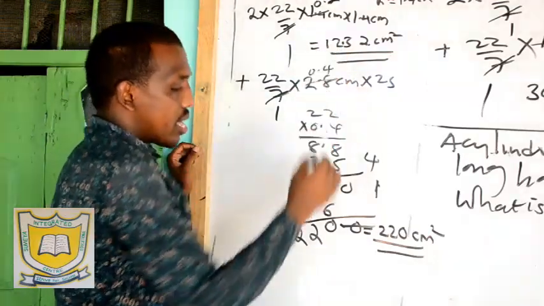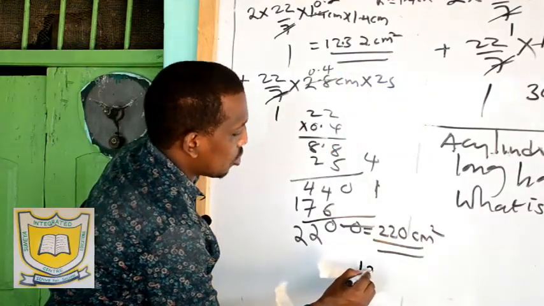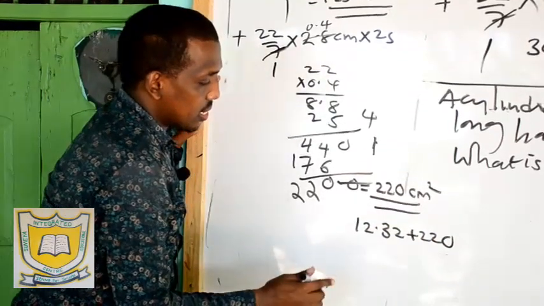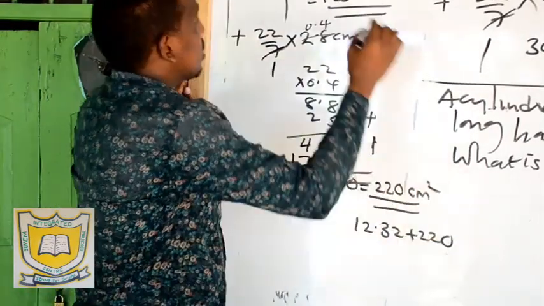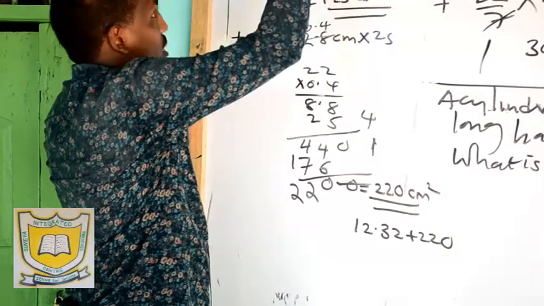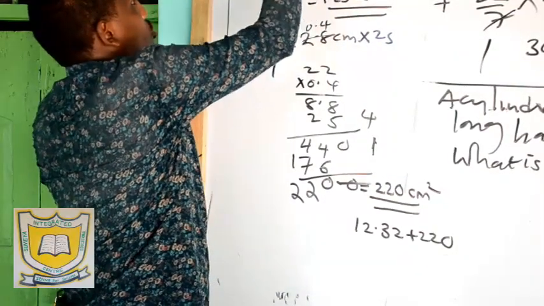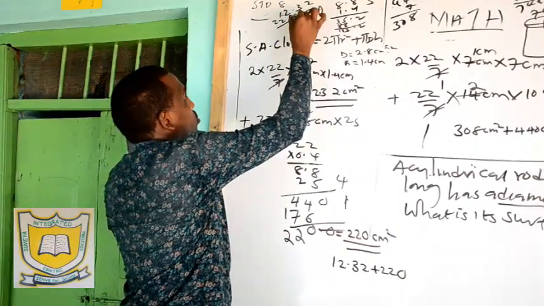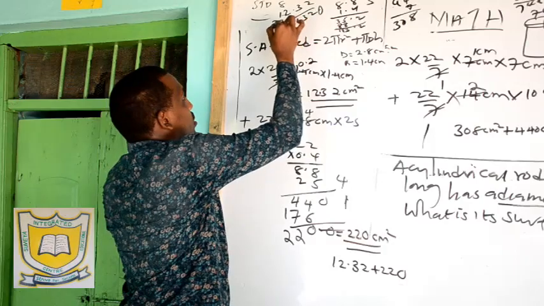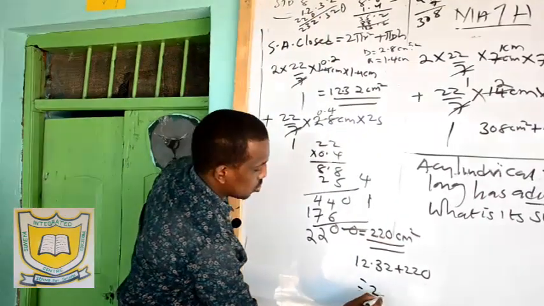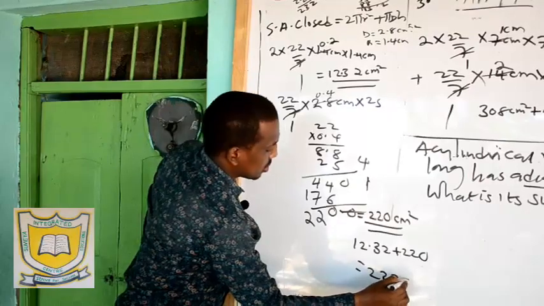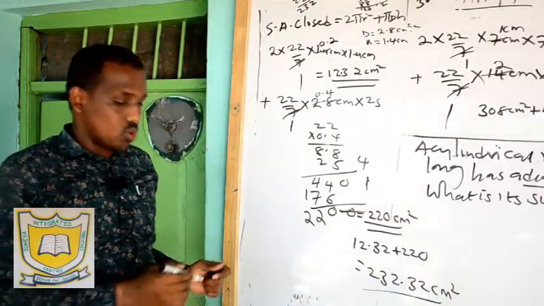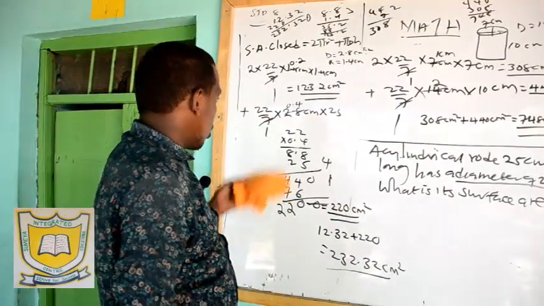What do we do now? We add the two now. Let us add the two. 12.32 plus 220. So let us add. You say 220 plus 12.32. You will get 232.32 centimeter squared. So that is how we get the surface area of this figure.